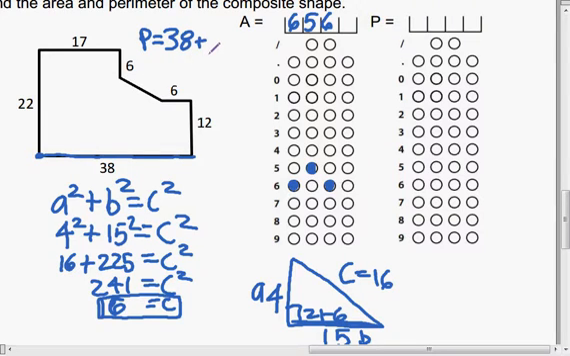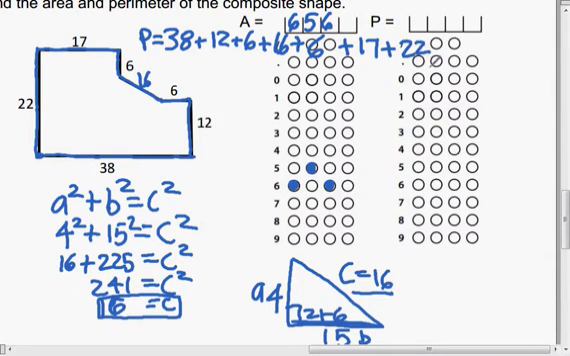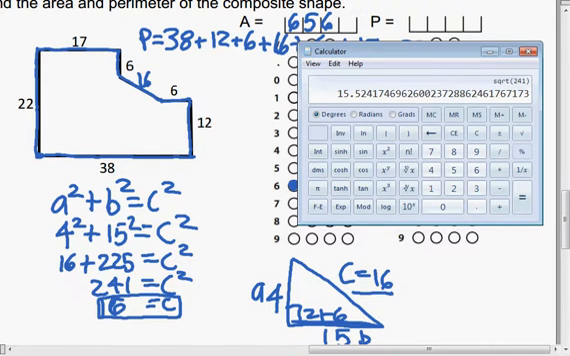38 plus 12 plus 6, plus 16, which came from the Pythagorean theorem, plus 6 plus 17 plus 22. And I'll go to the calculator.